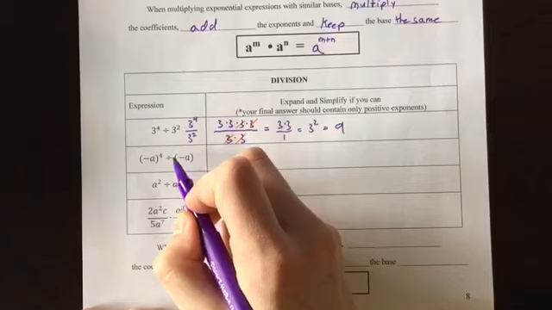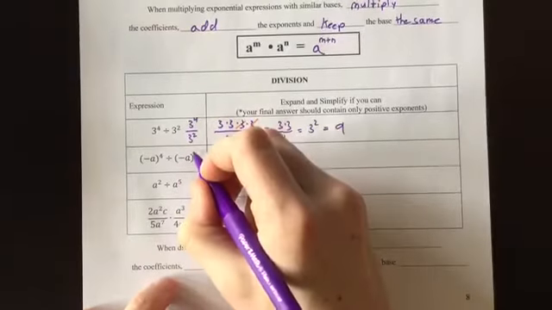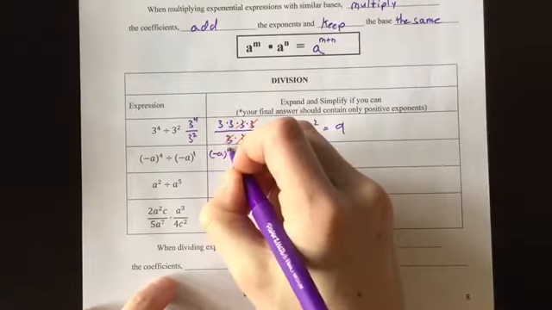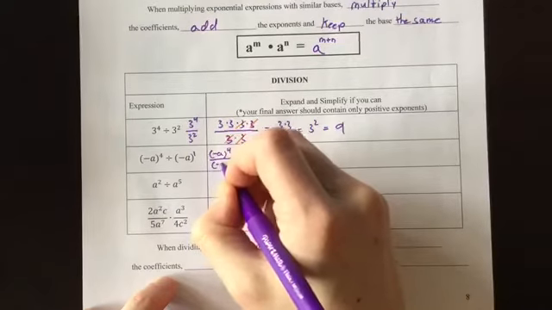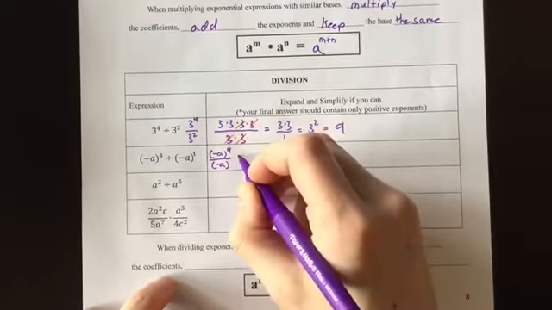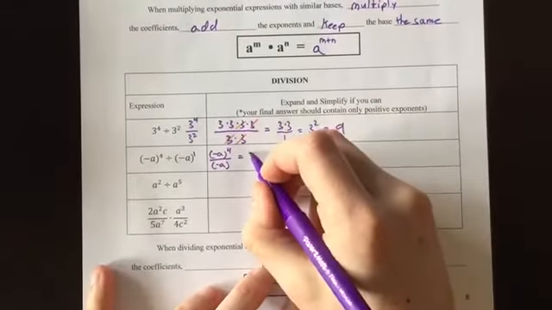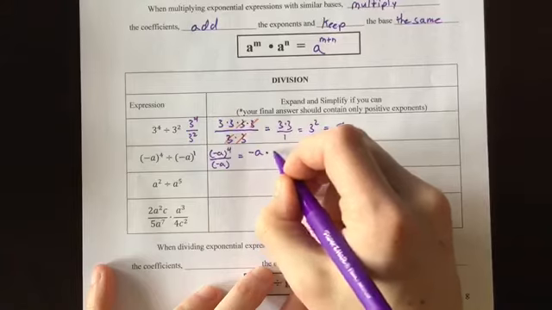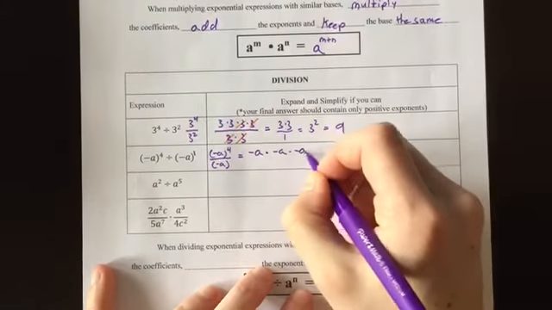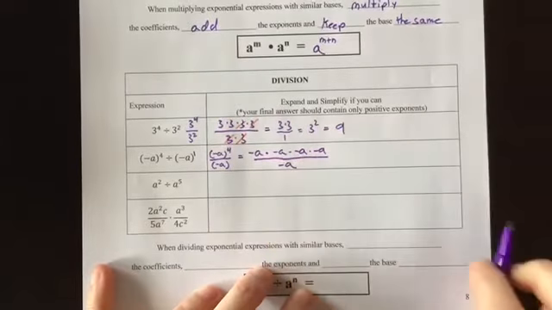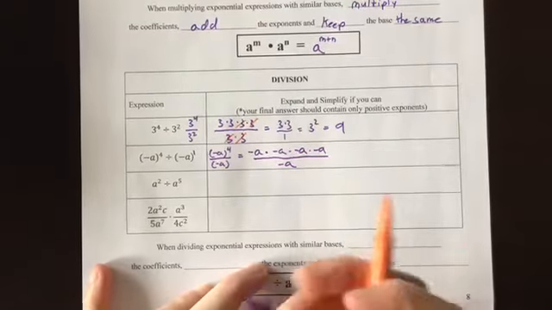Negative a to the 4th divided by negative a. Remember, that's our little exponent of 1. I'm just going to restructure it as a fraction so we can see it. Okay, and that was in parentheses to emphasize the base of negative a. So we'll expand the top. Now we have just one of the negative a's that can cancel.